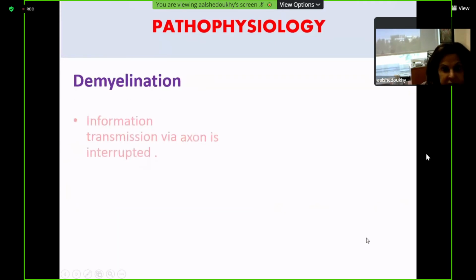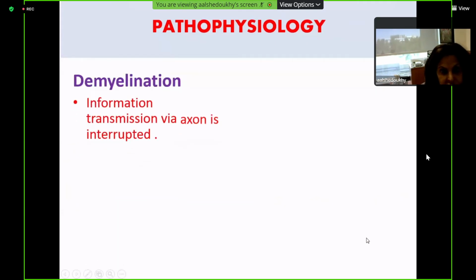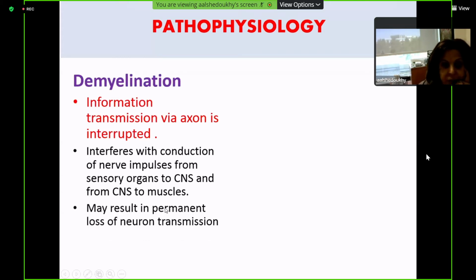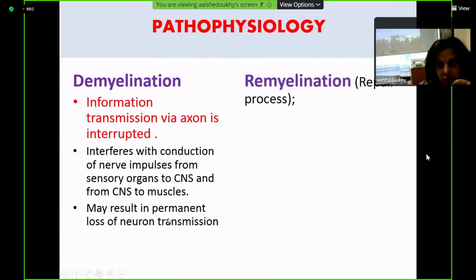So demyelination, if you think of pathophysiology, information transmission via the axon is interrupted when you lose the myelin sheath, so you cannot have ascending and descending information. It's either interrupted completely or slowed down. So it interferes with conduction of nerve impulses from sensory organs to the CNS and from the CNS to the motor organs, and may result in permanent loss of the transmission, as we talked about.